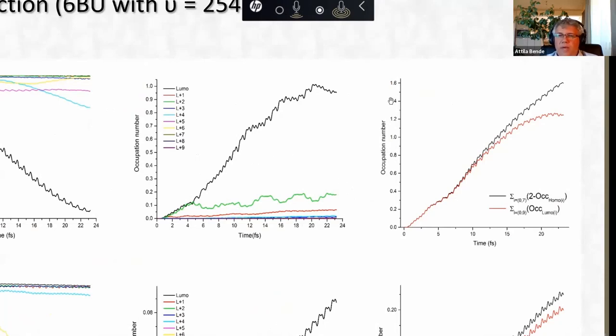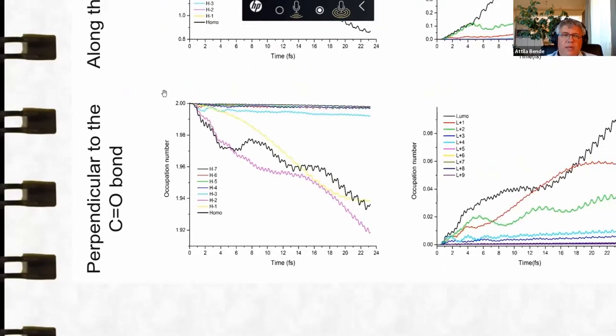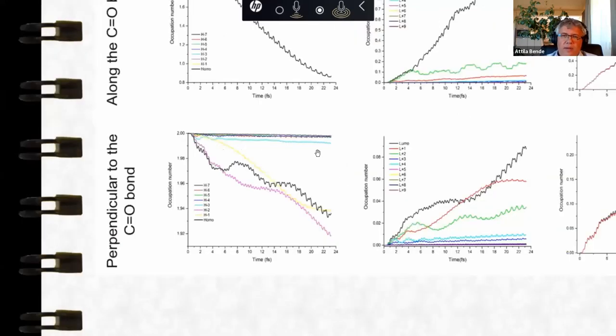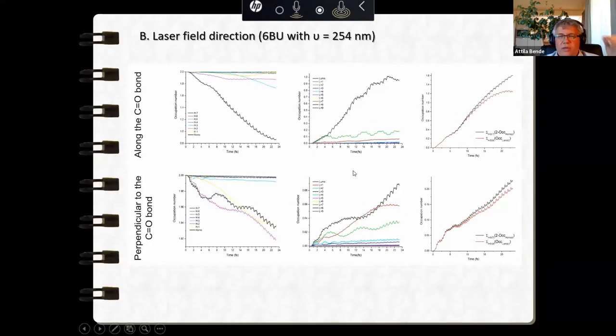So we have a very strong excitation for this case. But when the laser field is oriented perpendicular to the CO bond, we have a very, very small absorption. So this means that the molecular orientation is very, very important when we want to excite our molecular system.